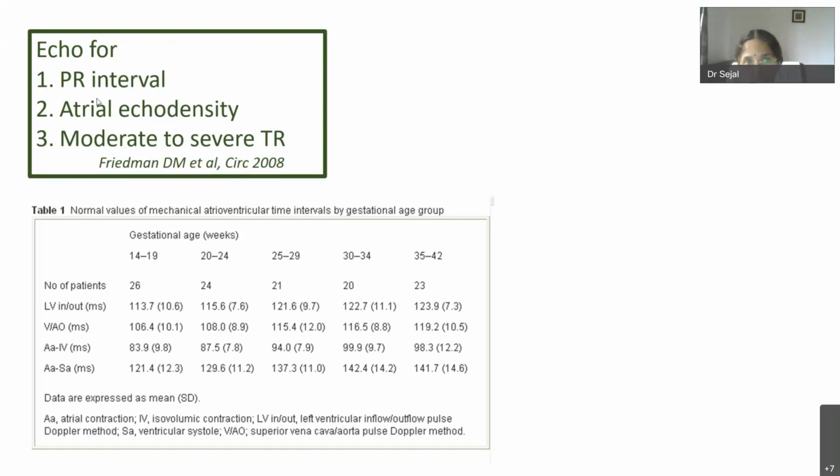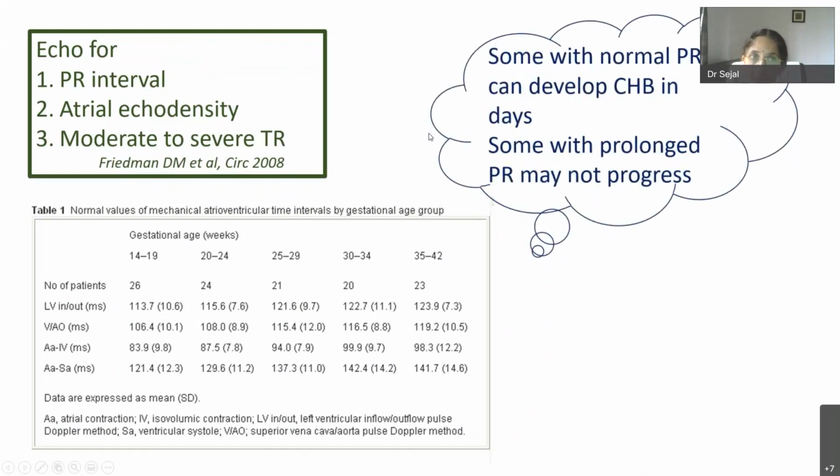Also, remember that along with the PR interval, try to look for the echo density of the atria and AV valve regurgitation. These are indirect markers of myocardial involvement. Try to look at the ventricular myocardium, atrial myocardium, and AV valve regurgitation. Some will develop prolonged PR before they develop complete heart block, but some will probably directly develop complete heart block.